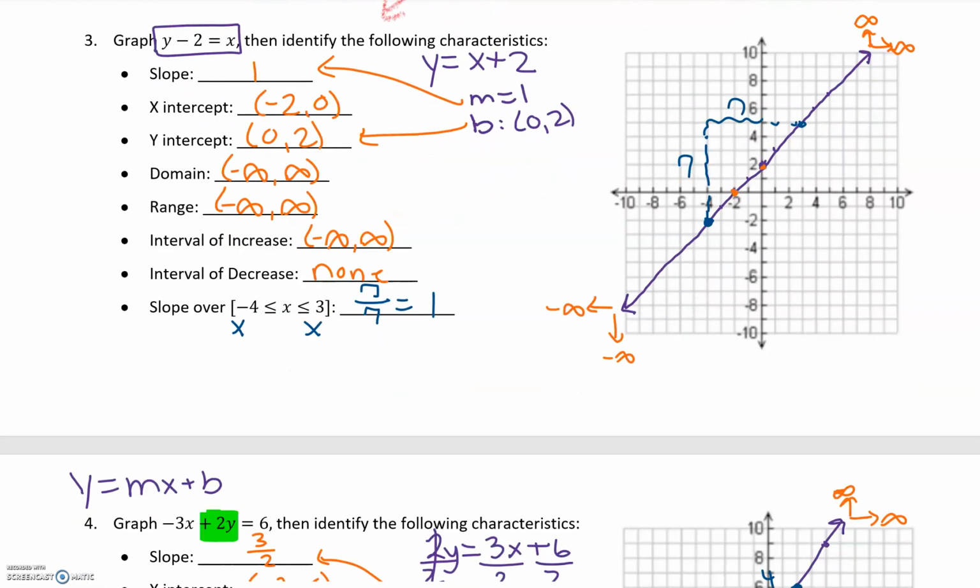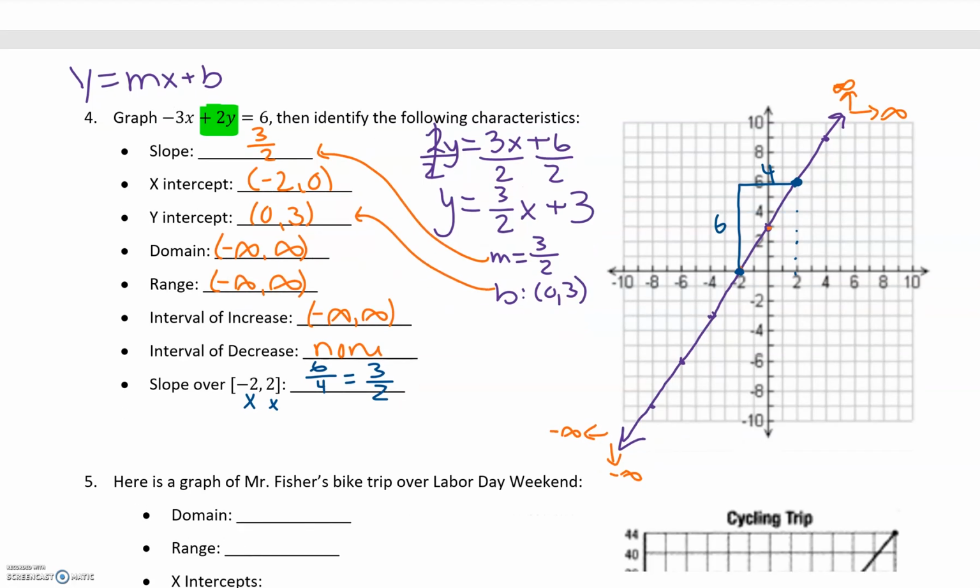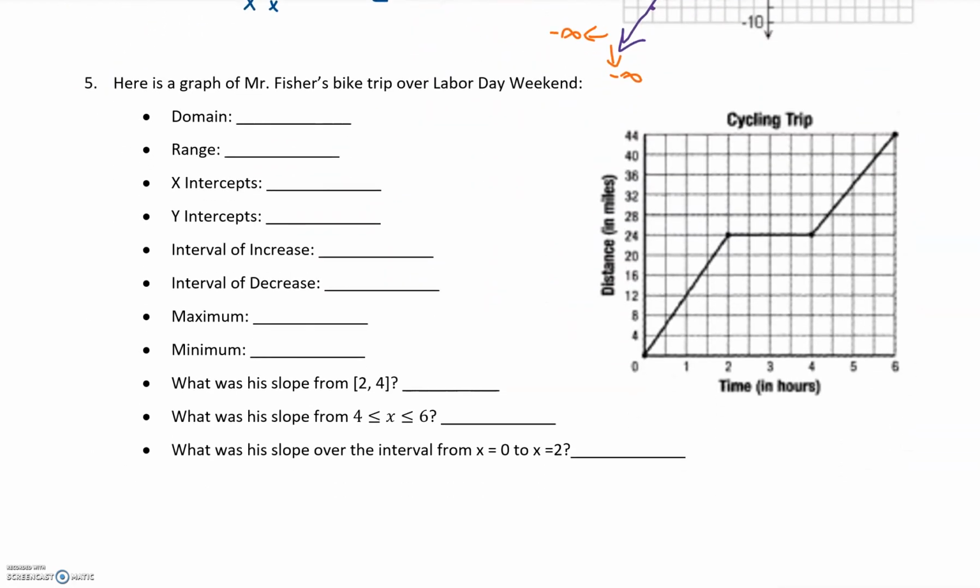On number 4, we get a slope of 3/2, an x-intercept of -2, 0, a y-intercept of 0, 3. Domain, range, and the interval of increase on this are all -infinity to positive infinity. There's no interval of decrease because this is a positive slope, and the slope from -2 to 2 is still 3/2.